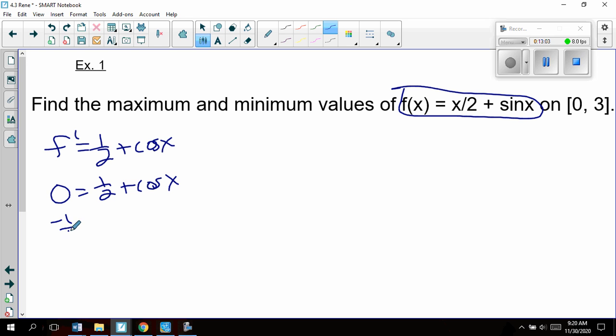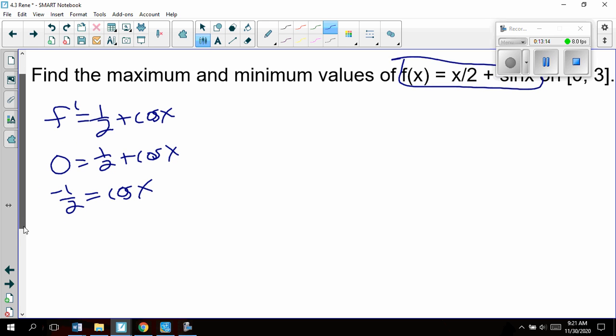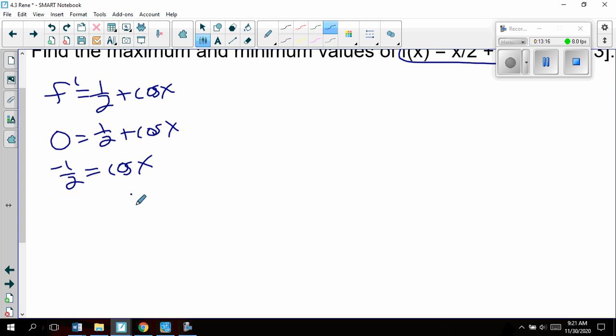And so I'm going to do this algebraically, but on your homework and things, you are able to use your calculator here to do this. Okay, so I'm going to subtract my 1/2 over, and I want to know where the cosine of x equals -1/2. Okay, so cosine having an adjacent, so remember we have adjacent over hypotenuse then.